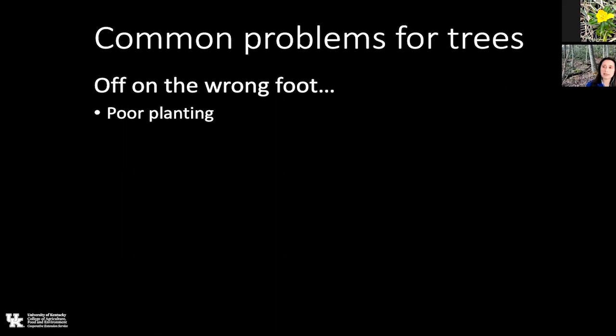But when we plant them, we have a tendency, unfortunately, it's really common to plant trees wrong, to maybe plant them too deep. Trees really don't want to be too deep. Otherwise, their roots can suffocate and it can really lead to problems down the road. It might look fine for the first few years. And then over time, that tree's just not going to thrive. It's going to decline more and more over time.